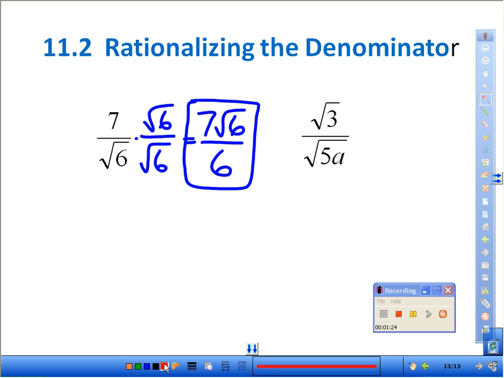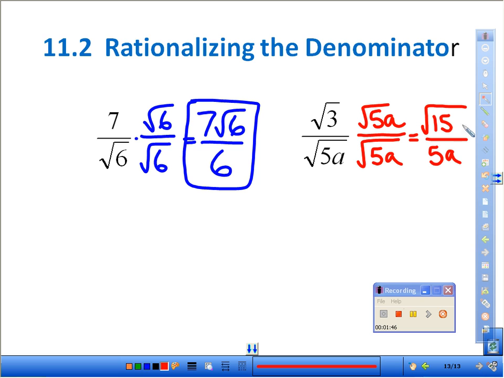We're going to do the same with this second example. We're going to multiply this fraction by the square root of 5a over the square root of 5a, which is 1. Our denominator is now 5a. The numerator, we multiply all those things together and we get 15a. There are no perfect square factors in 15a, so this would be our answer: the square root of 15a divided by 5a.